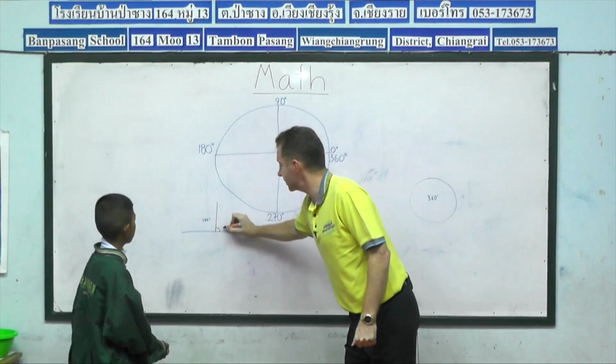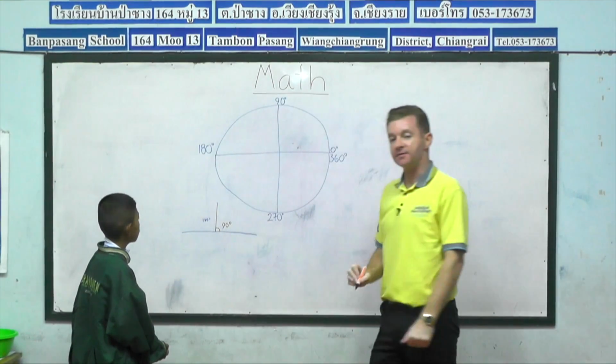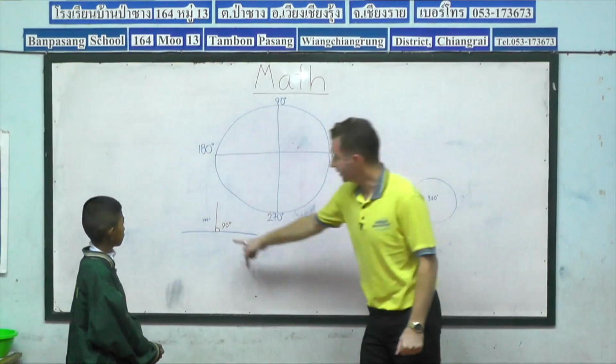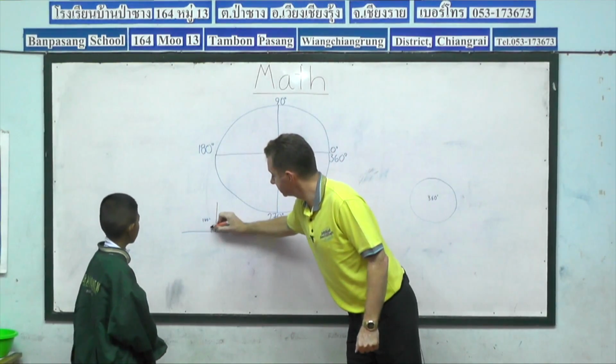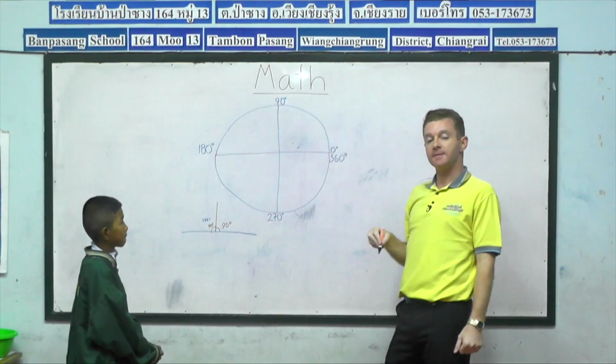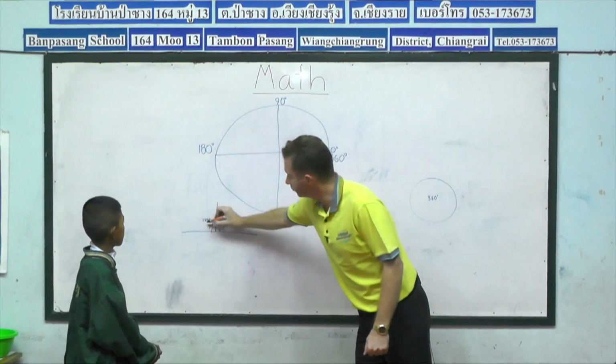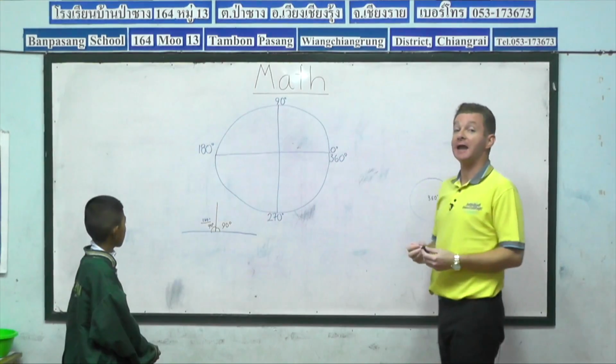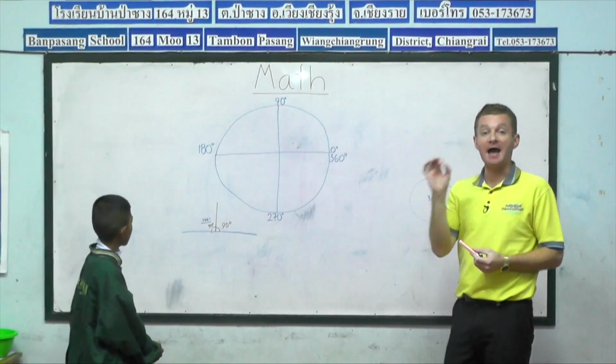180 degrees. You see? Because basically, a straight angle is 2 right angles together. If we use this angle here, 90 degrees. And the next angle here, 90 degrees. Now, what's 90 plus 90? 180. And that's how a straight line makes a straight angle.